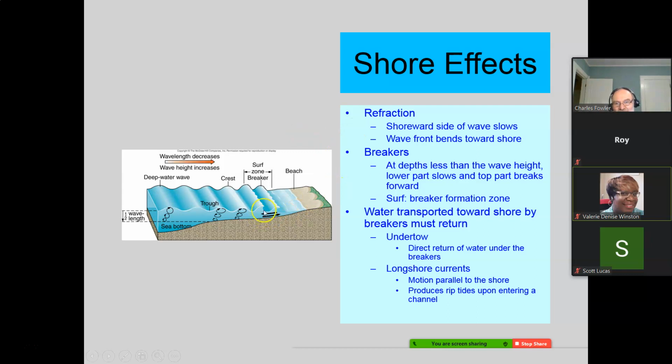Now, your breakers are shown here at depths less than the wave height. So here's the wave height from trough to crest, and if you're at a depth less than this, the lower part slows, the top part breaks forward, and you get the surf, which is the breaker formation zone. Now, the taller the wave, of course, the greater the wave height, and these breakers are going to happen in deeper water.